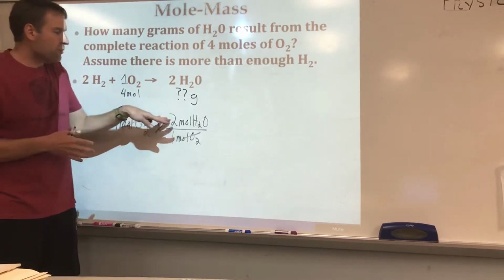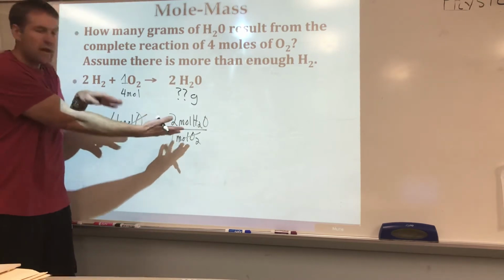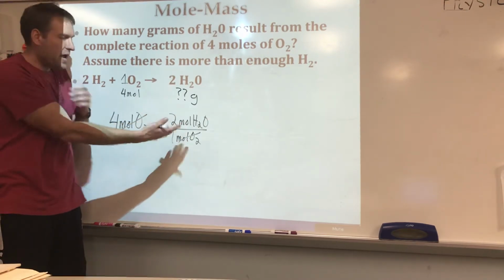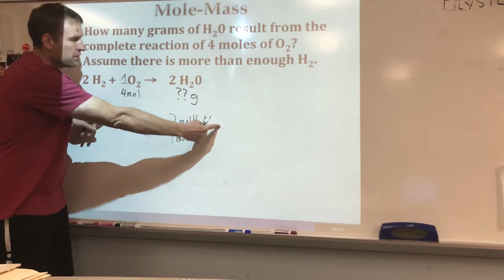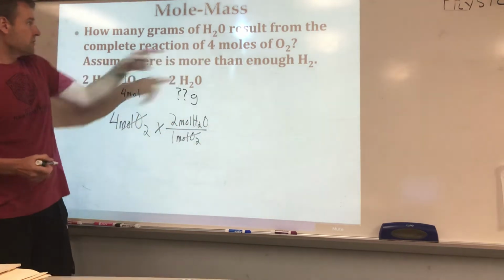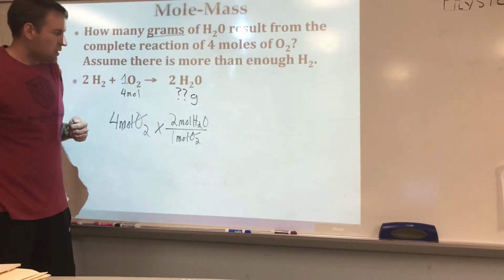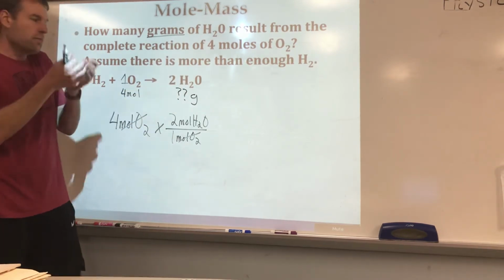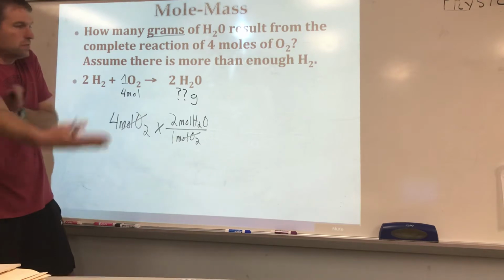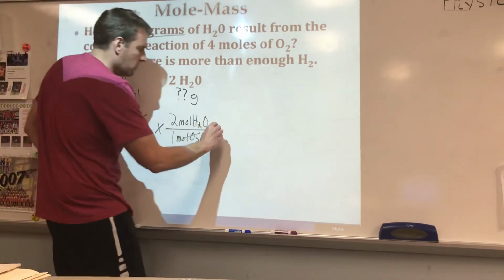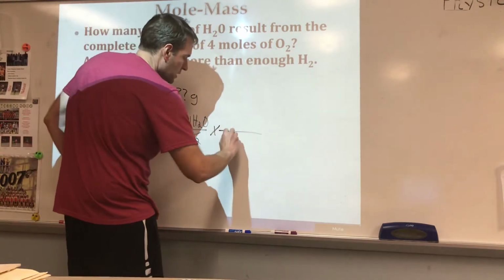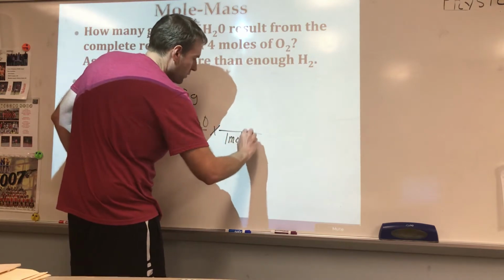Well, if I were to stop right there, that would just tell me how many moles of H2O I would have. It would be 8, right? So 4 times 2 would be 8. But my question is, how many grams of H2O? So the last step would just be going from moles of H2O to grams. And we do that by finding the molar mass. So times, 1 mole of H2O.